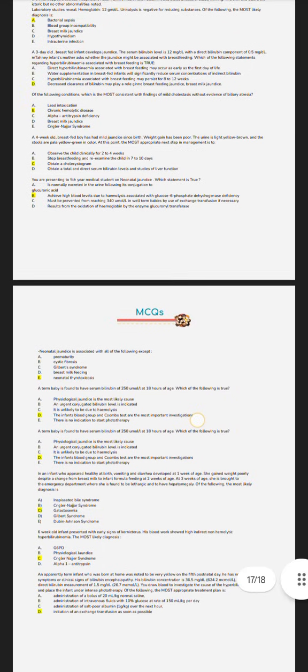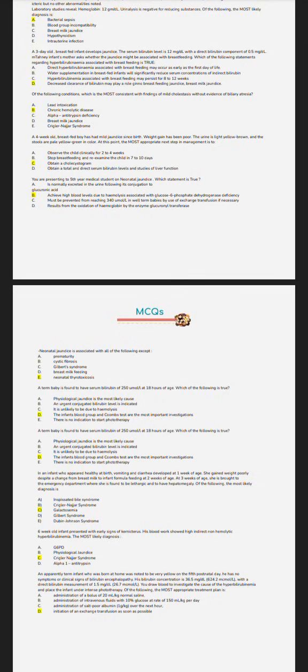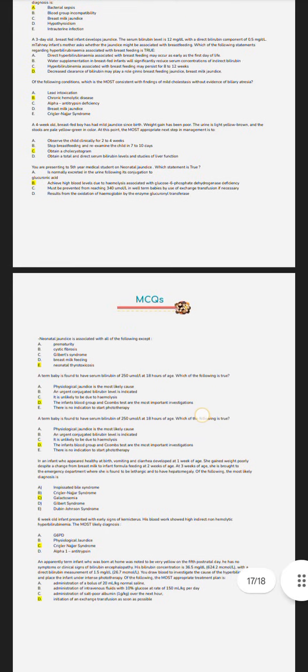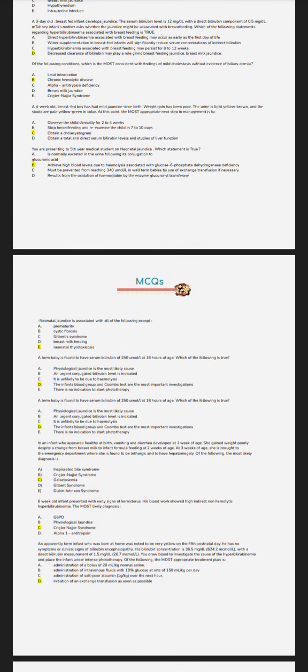A 4-week-old breastfed baby has had jaundice since birth. Weight gain has been poor. The urine is a light brown and the stools are pale yellow-green in color. At this point, the most appropriate next step in management is: observe the child clinically for 2 to 4 weeks, stop breastfeeding and re-examine the child in 7 to 10 days, obtain an ultrasound, obtain a total and direct bilirubin level and studies of liver function.